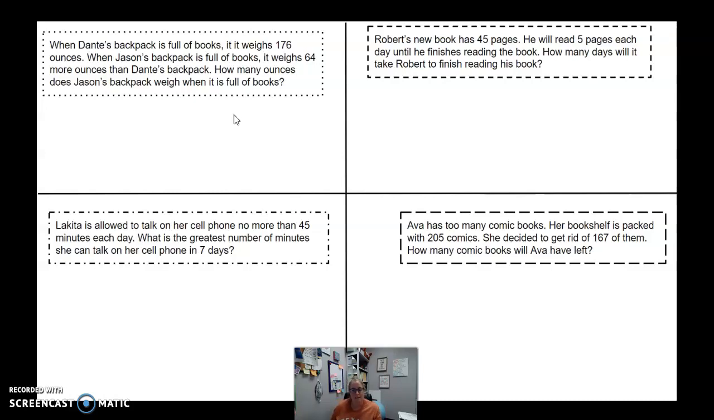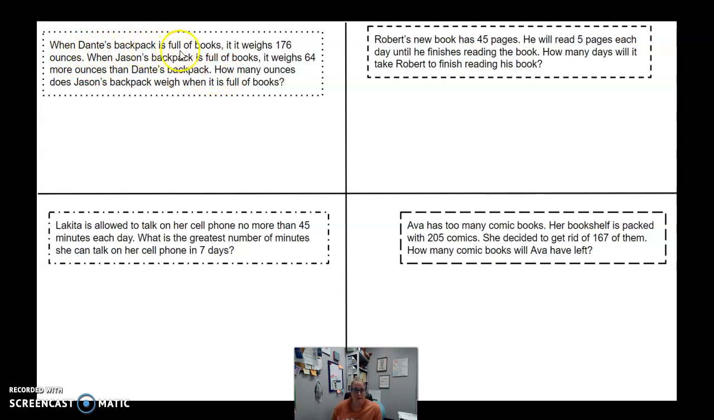So let's get started. So the first question says, when Dante's backpack is full of books, it weighs 176 ounces. When Jason's backpack is full of books, it weighs 64 more ounces than Dante's backpack. How many ounces does Jason's backpack weigh when it is full of books? Well, that was great. We read it 1 time, and I know that we're looking for something to do with books and weight. So let's read it again.